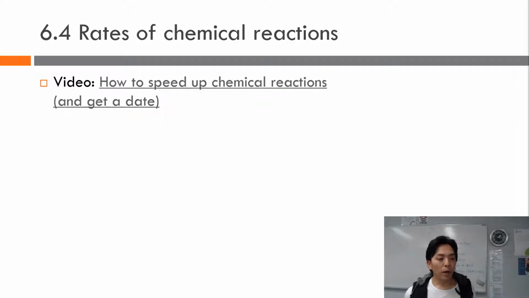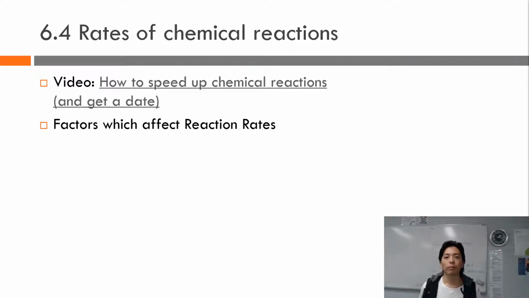All right, a break from my own talking. I would like you to have a look at how to speed up chemical reactions, and get a date, which is a TED-Ed video you can find on YouTube, or click on the link in my lecture notes. Then try finding out different factors that affect the reaction rate, which goes there. So pause this video, watch that, and then come back to it.